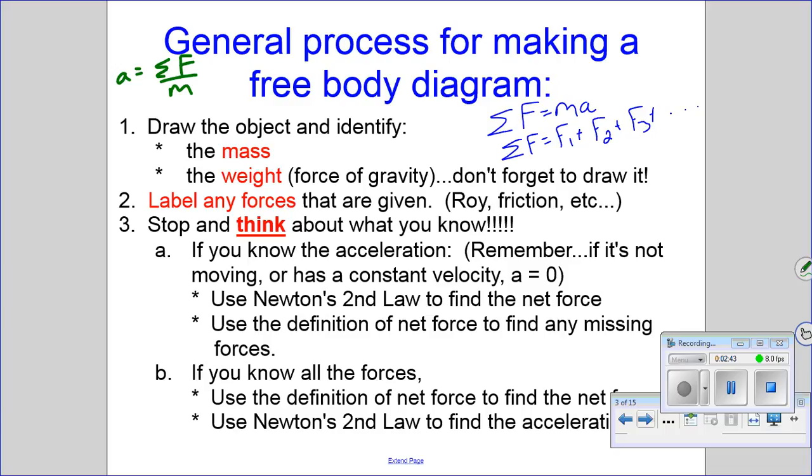So anyway, this walks you through the different processes. In general, if you know the acceleration, then use Newton's second law to find the net force. And then once you've done that, you can use the definition of net force to find some missing force. All right, and then the other type of problem is one where you know all of the forces, and then you'll use this equation to find your net force, and then this one to find your acceleration. Okay, so a lot of it is just, what do I know?